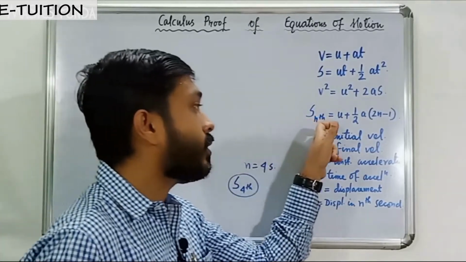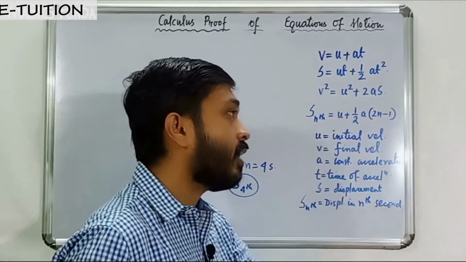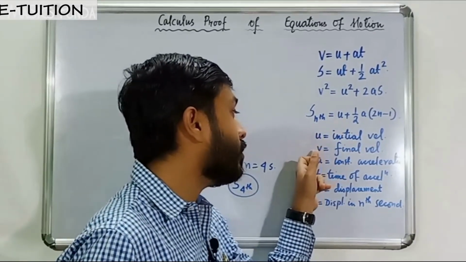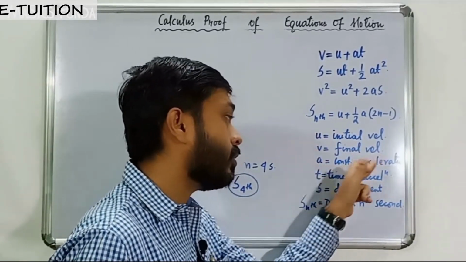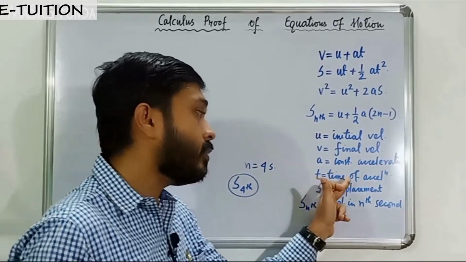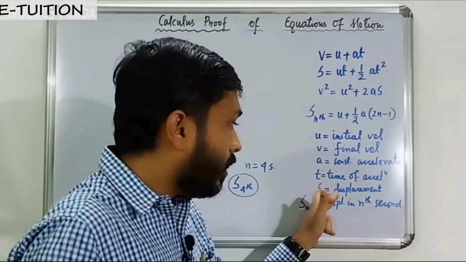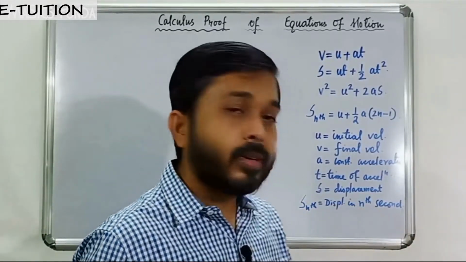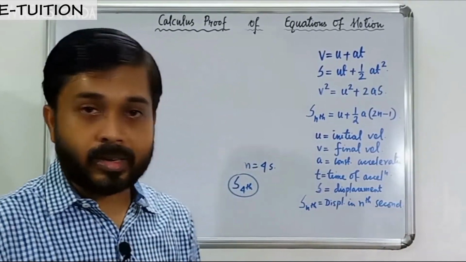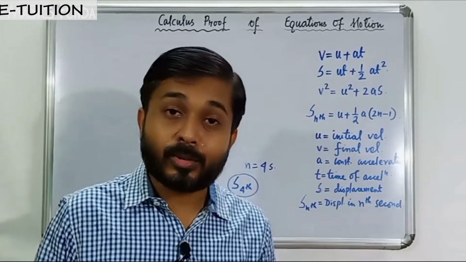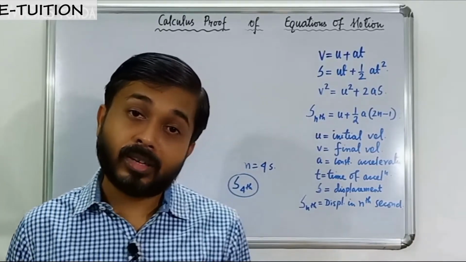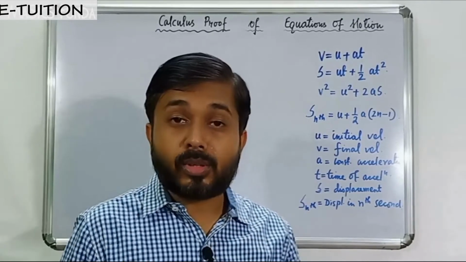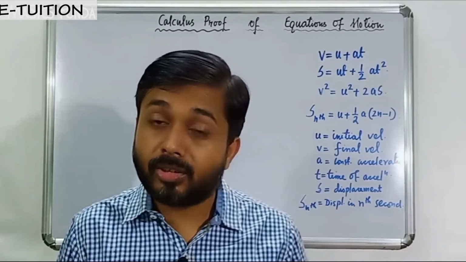The expression for that will come out to be u plus half a into 2n minus 1. u is initial velocity, v is final velocity, a is a constant or uniform acceleration, t is the time period of acceleration, s is displacement in time t, and s nth is displacement in that particular nth second. Alright. So without any further ado, let's come to the derivation by method of integration. First of all, in order to prove the first equation of motion, we have to start from the definition of acceleration.